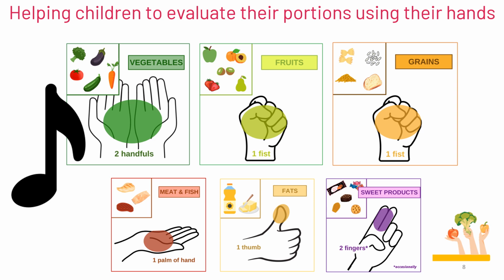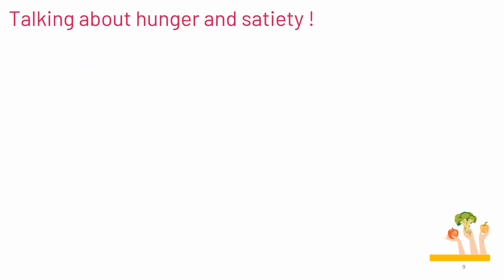At this stage, if you have very young children under 8, you could stop the activity. If you have slightly older children who seem capable of discussing feelings of hunger and satiety, don't hesitate to go further and do the last part of the activity. We are going to talk with children about hunger and satiety. To do this, we'll use the example of your previous meal.